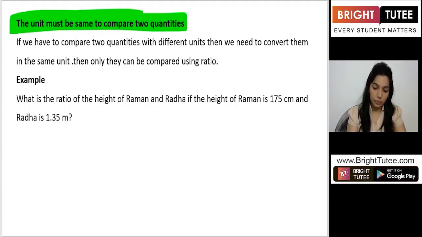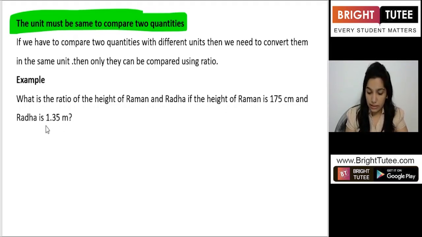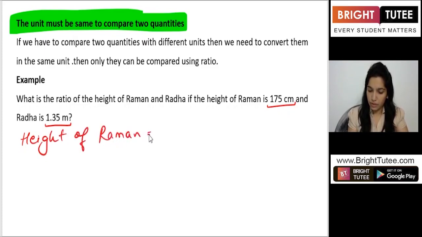Okay. Now, it says in the example, what is the ratio of the height of Raman and Radha if the height of Raman is 175 centimeters and that of Radha is 1.35 meters? Clearly, this is given in meters and this is given in centimeters. So we need to convert one of them into the other so that we can have the same unit. So let us write height of Raman is equal to 175 centimeters.